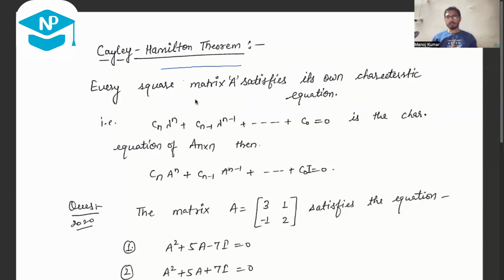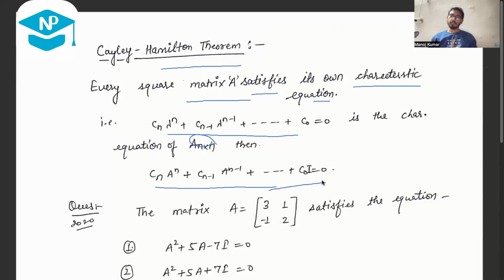And Cayley-Hamilton theorem states that every square matrix A satisfies its own characteristic polynomial or characteristic equation. That is, the characteristic equation is this. We have to find this, and the given matrix is this A, n cross n. So this equation C n is also satisfied by matrix A.